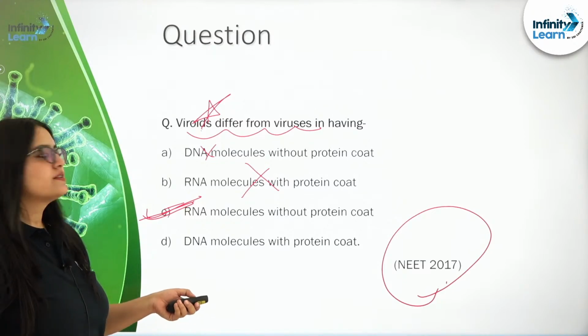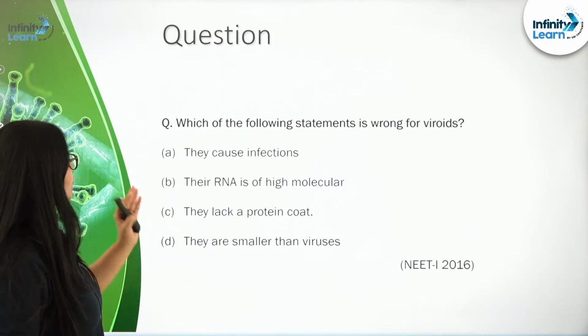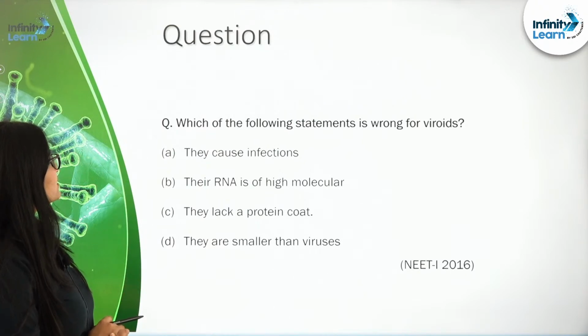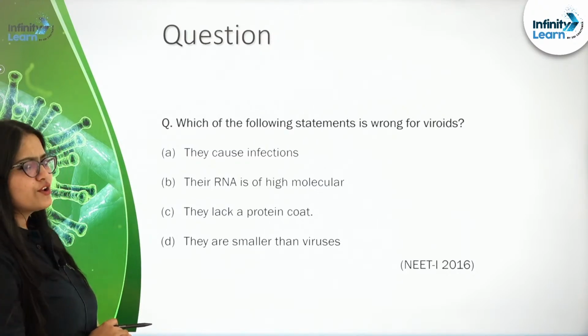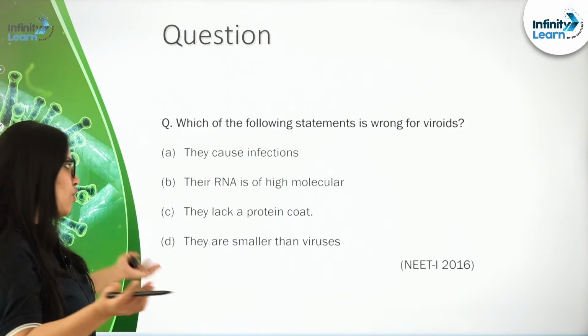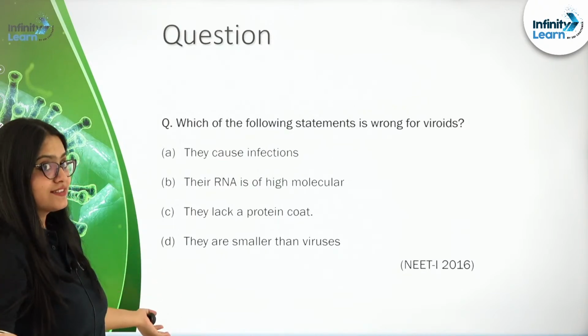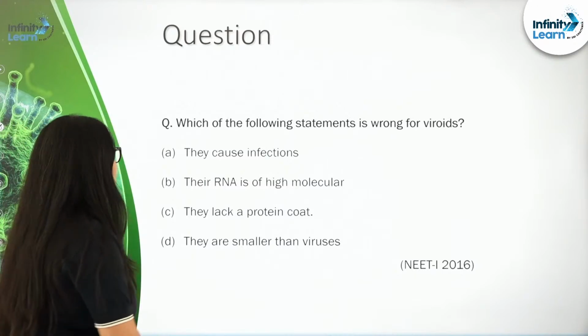Thank you, guys. Next question. Which of the following statements is wrong for viroids? They are infectious. They cause infections. Yes. Their RNA is of high molecular weight. They lack a protein coat. Yes. They are smaller than viruses. Yes. But the wrong statement is this.